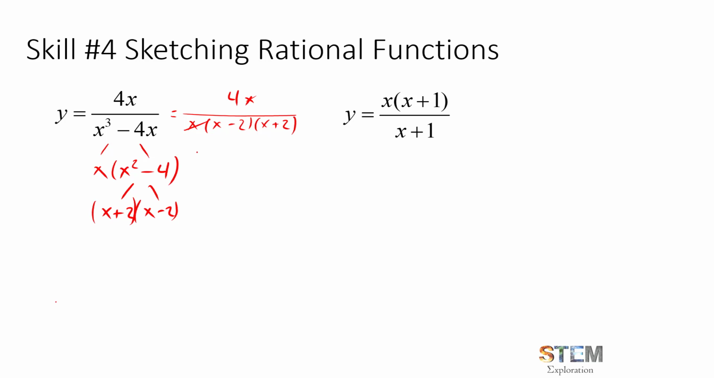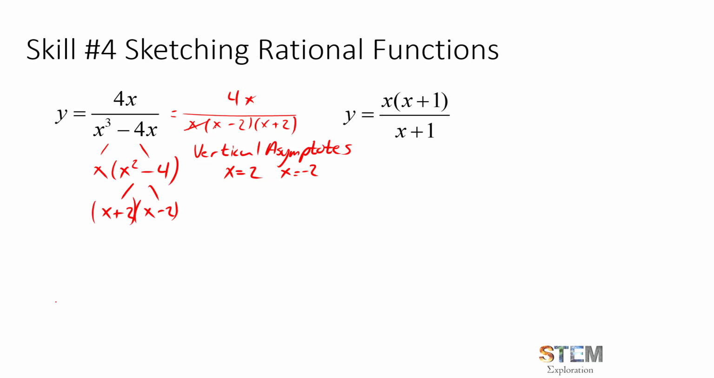Again, what this will allow us to do is that the vertical asymptotes will look like this, because if you can make the denominator equal 0, that's where the asymptotes are. So at x equals 2 and x equals negative 2, that's where those asymptotes are.